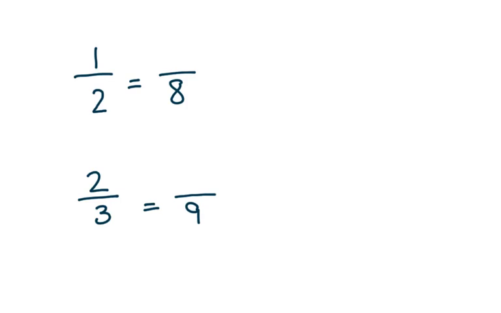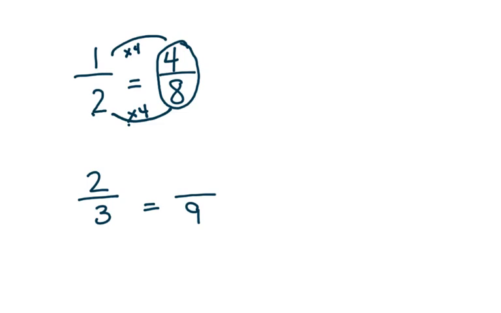Again, in order to keep things equivalent, I have to do the same thing to the top and the bottom. So I can go with what I know. How am I getting from 2 to 8? Well, 2 going to 8, it's getting bigger, so I know I'm multiplying. 2 times what will give me 8? Okay, that's 4. So if I do the same thing to the top, 1 times 4, I'll know my equivalent fraction in eighths to 1/2 would be 4/8. See how I can find that equivalent fraction?